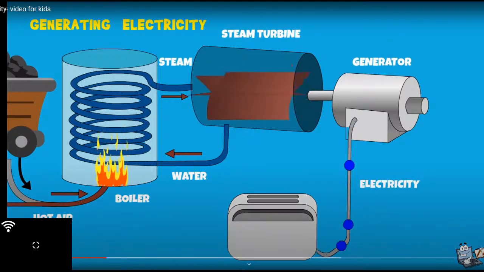So remember, here we have chemical energy. Then here we have heat energy. Then we have kinetic energy. And then finally we have electric energy. So electricity can be made. How? By changing other forms of energy into electricity.